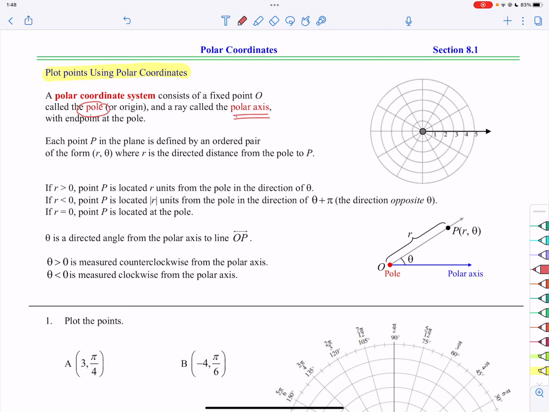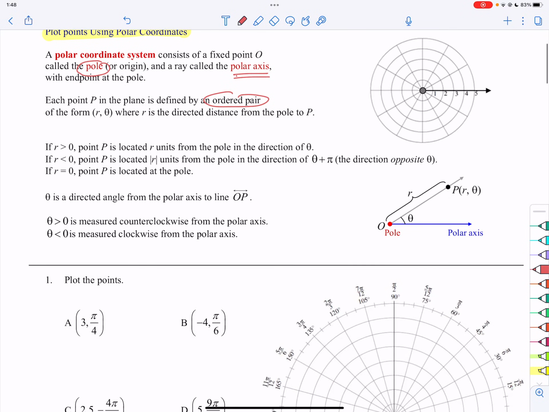Each point P in the plane is defined by an ordered pair. Now, our ordered pair in polar coordinates gives us r, which is the distance from the pole to the point P, and theta is the directed angle from the polar axis to the line OP.